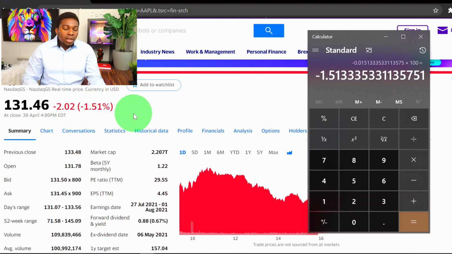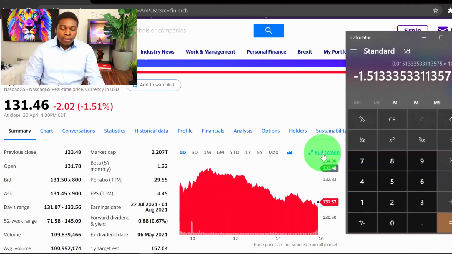Now it's in red because our current close is lower than the previous close. If our current close is higher than the previous close, this red will turn green. So you see that the stock market is exciting. All these red numbers that I'm pointing to will turn green if our current close is higher than the previous close. But because our current close, which is 131.46, is lower than the previous close, which is 133.48, the numbers turn red to signify a decrease.